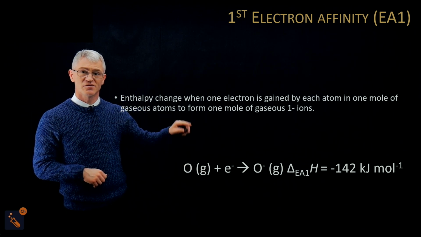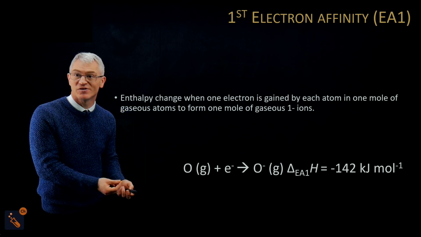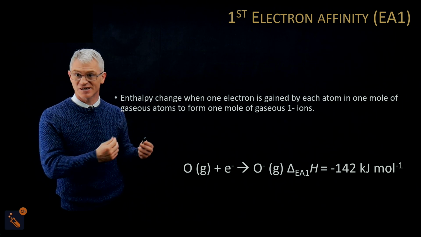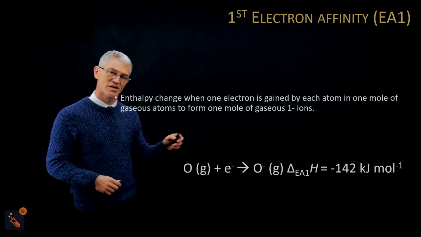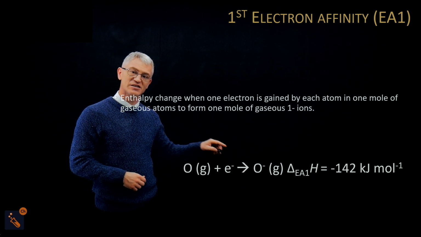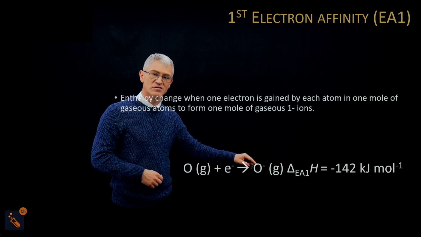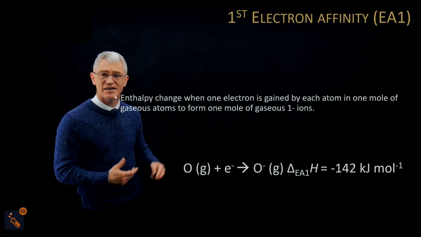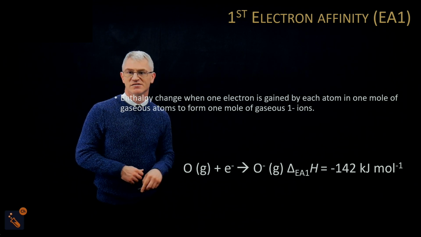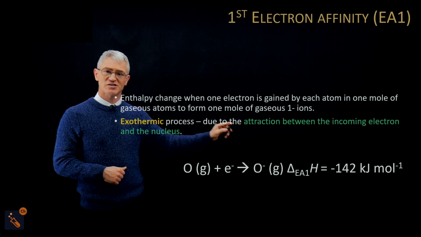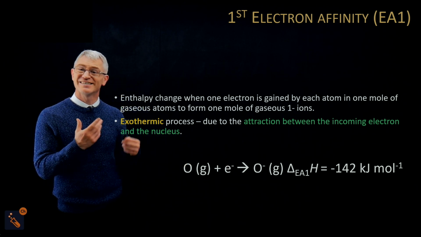So you start off with gaseous atoms. Now that means you must have atomized them already. We're going to do this in order in a second, but you must have atomized them, broken the bonds between the oxygen molecules. Got your atoms here, and then you're going to add an electron on to make a minus ion. Now, why does that electron go in? That electron goes in because there are protons in here that are attracted to that electron. Because there's attraction between the incoming electron and the nucleus, it's an exothermic process.